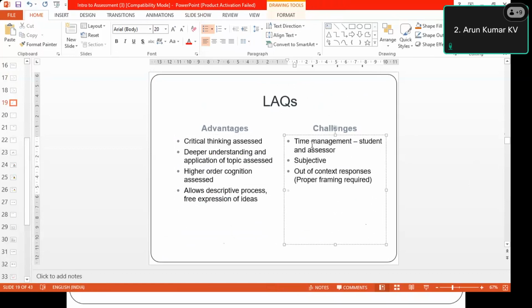What else? Limited coverage of topics, sir. Yes, limited sampling. In a specific paper, we might just have 1 or 2 LAQs from the entire curriculum. Then we certify the students to be competent graduates based on just 1 or 2 LAQs from the entire paper.